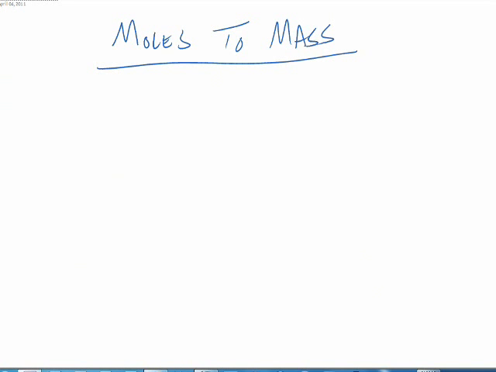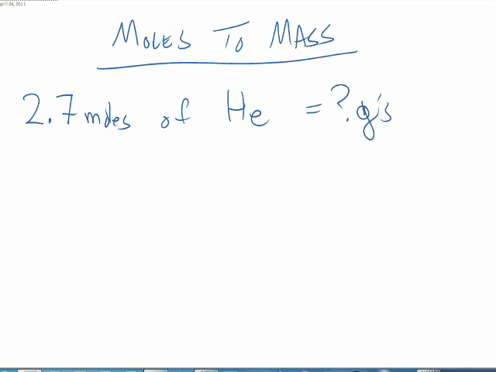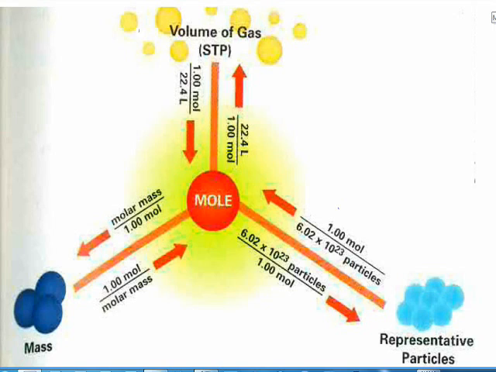All right, now how about if we're given some moles of something, let's figure out the mass of that certain thing. For instance, let's say we have 2.7 moles of helium. How many grams is that? So we need to look at our roadmap here. We start at moles and we want to go to mass, so we follow this arrow. That means we multiply by the molar mass over 1 mole.